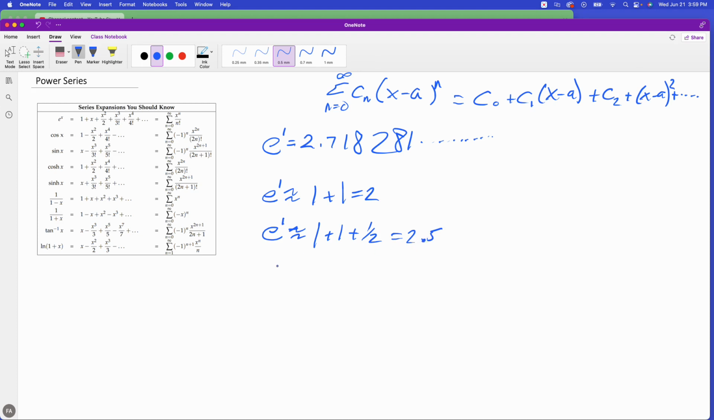The next approximation that we would do would be 1 plus 1 plus 1 half plus 1 over 3 factorial, which is 3 times 2, so that's 1/6.